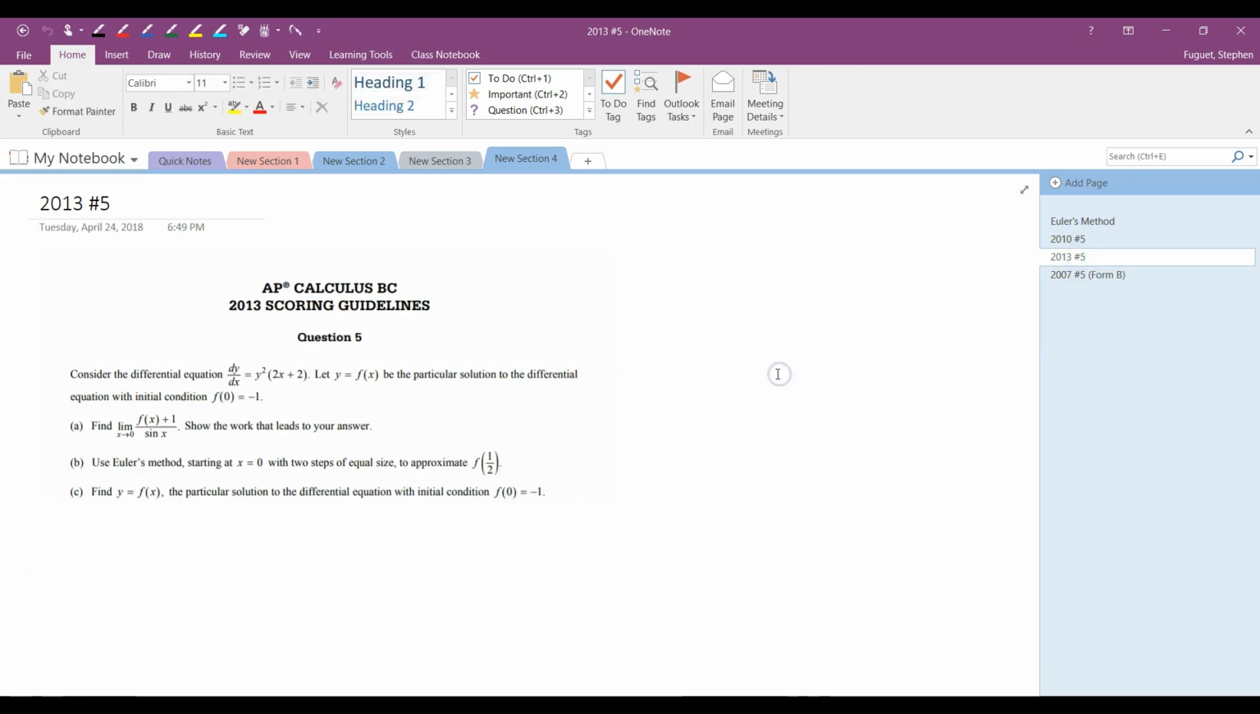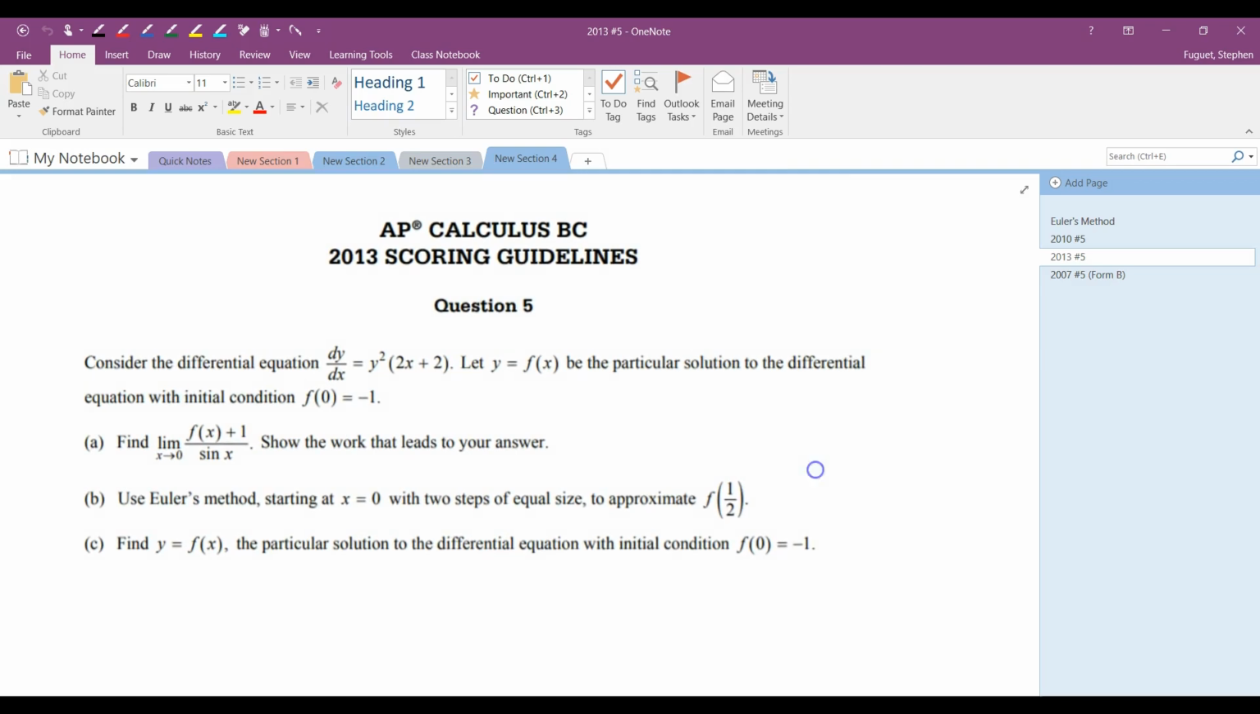Let's look at one more example, and this one is going to be from the 2013 exam. So same idea, we're going to have a differential equation that's been given to us, and we're going to skip down to part B for this question. So once again, we want to use Euler's method. We're going to start at x equals 0 using 2 steps of equal size. That's our delta x it's asking us.